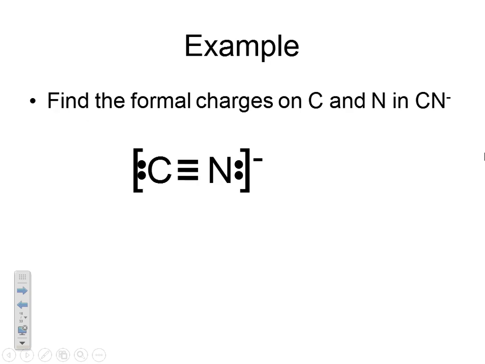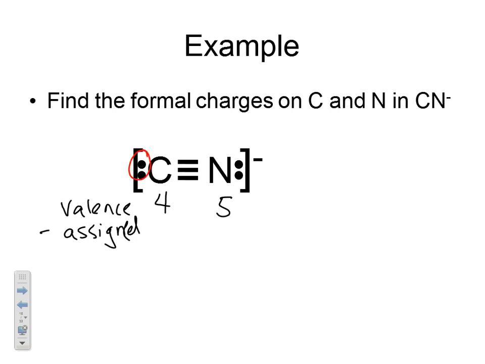So for example, find the formal charges on carbon and nitrogen in the cyanide ion. It's always valence minus assigned. So valence electrons: carbon has 4 valence electrons, nitrogen has 5. Now assigning the electrons. Carbon, this lone pair will get completely assigned to that carbon. And then we have this triple bond, and there's a total of 6 electrons in the triple bond. So what we do is we split the triple bond in half, and we give 3 electrons to one side and 3 electrons to the other.